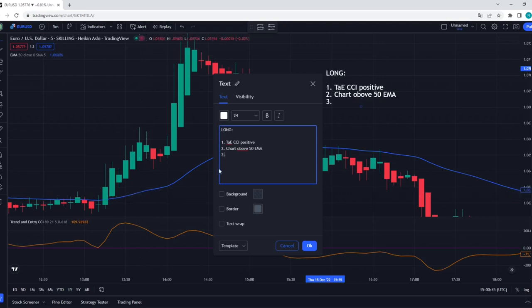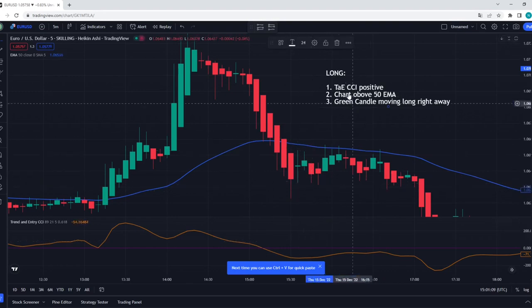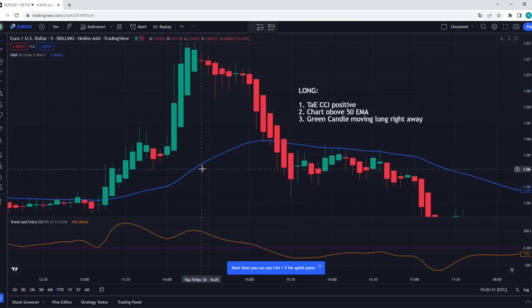And third, you want a green candle, obviously, but you don't want that it moved at the beginning a little bit against you. So you want a candle moving long right away. So I write down now moving long right away. So these are the conditions for a long trade.